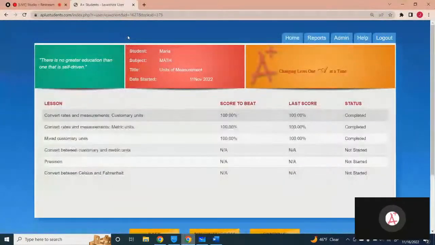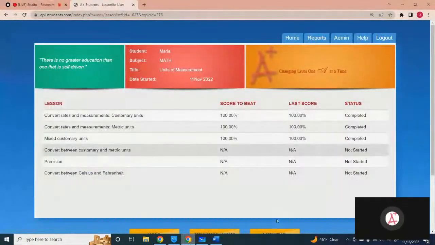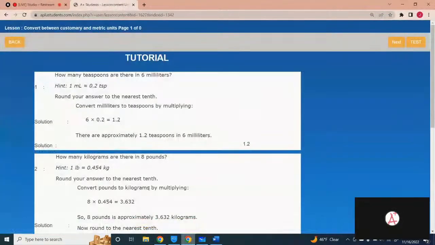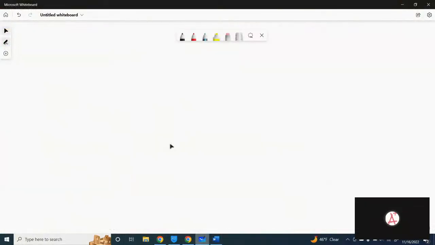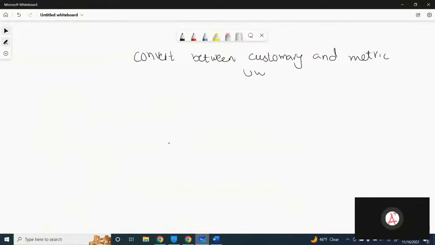Okay, the next one is convert between customary and metric units. Let me write down the lesson name. Convert between customary and metric units. Okay, let's start with the example.